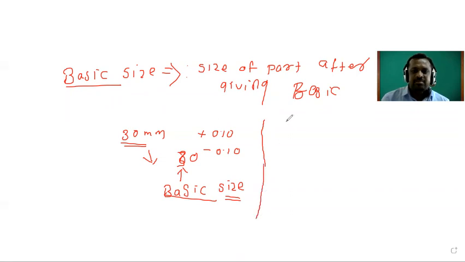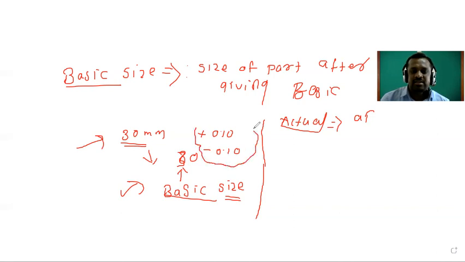Then see here what is meant by the actual size. The actual size is nothing but the size of a part after the production. Suppose this part is theoretical, we have taken the example of 30 mm. Suppose we have to produce a shaft of 30 mm with this tolerance zone. Suppose our shaft is manufactured at 30.10 mm, or suppose the shaft is manufactured at 29.9 mm.